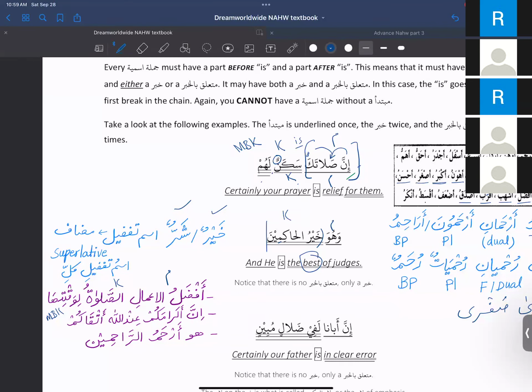The noblest of you near Allah subhanahu wa ta'ala is the one who atqaakum. Now atqaakum, what is atqa from? Taqwa. This is like akbar, again a mudaf, and kum is mudaf ilayhi. So the noblest among you is the one who has the most taqwa. Not more taqwa, most taqwa.